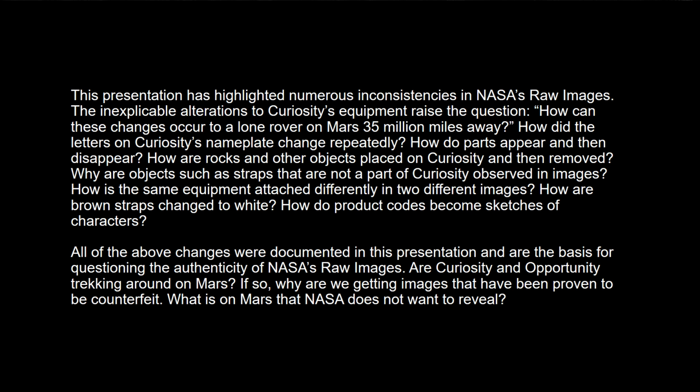Why are objects such as straps that are not a part of Curiosity observed in images? How is the same equipment attached differently in two different images? How are brown straps changed to white? How do product codes become sketches of characters? All of the above changes were documented in this presentation and are the basis for questioning the authenticity of NASA's raw images. Are Curiosity and Opportunity trekking around on Mars? If so, why are we getting images that have been proven to be counterfeit? What is on Mars that NASA does not want to reveal?